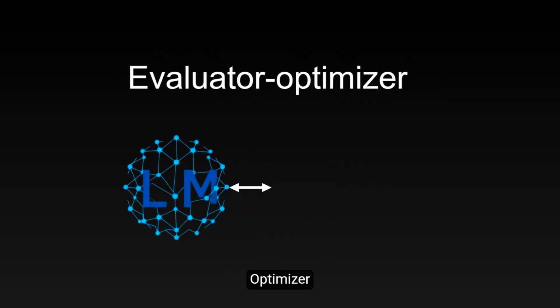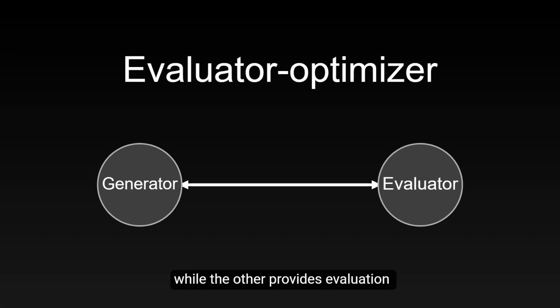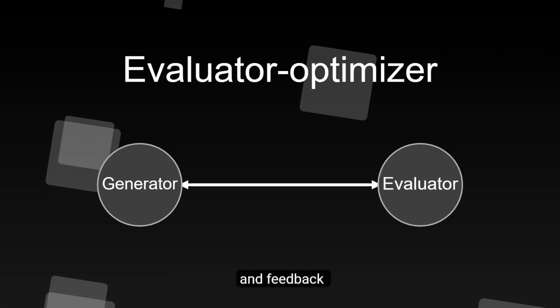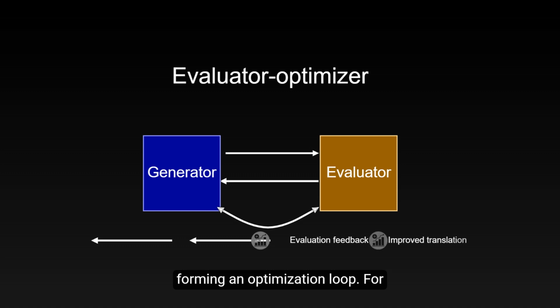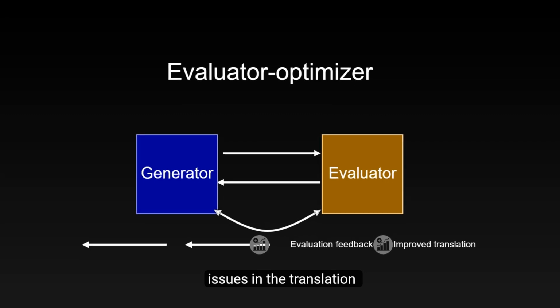Evaluator optimizer. One LLM generates responses, while the other provides evaluation and feedback, forming an optimization loop. For example, in literary translation, the evaluator can point out subtle issues in the translation, helping the optimizer improve.